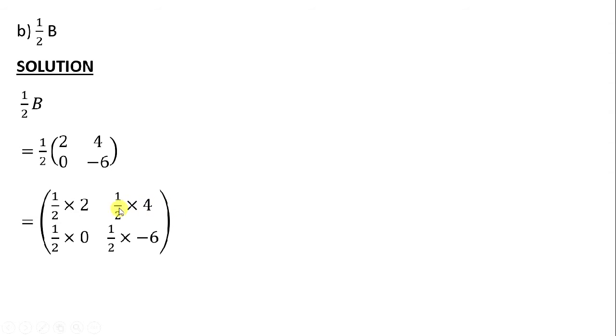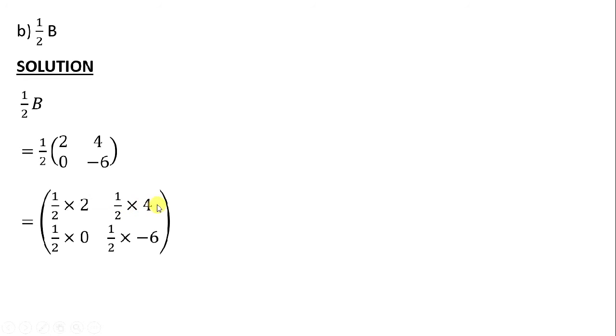We have half B. So where there's B, we'll replace the matrix B. To get rid of those brackets, we are supposed to multiply each of those entries by half. So we are going to say half times 2, half times 4, half times 0, half times -6. Let's do that. So if you multiply half times 2, you get 1.